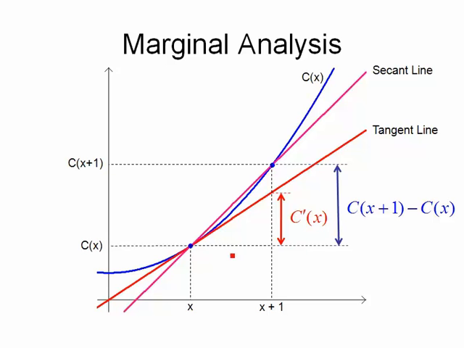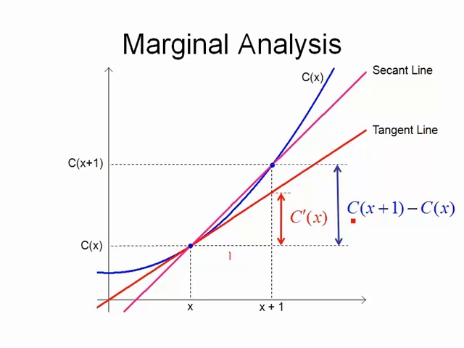So comparing those things all together, what I'll notice is on the tangent line, the slope is C prime of x over 1. On the secant line, the slope is C of x plus 1 minus C of x over 1. And if these points are close enough together, usually the rise corresponding to the tangent line and the rise corresponding to the secant line are really close to each other. So that means that the increase in cost that I get is usually going to be very, very close to the derivative at that point.